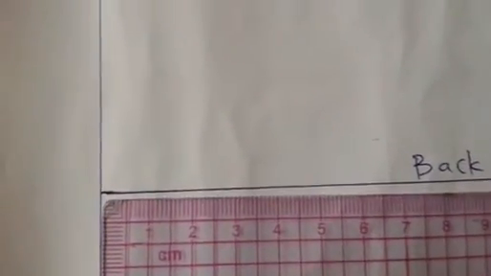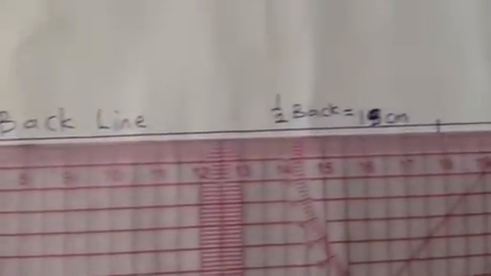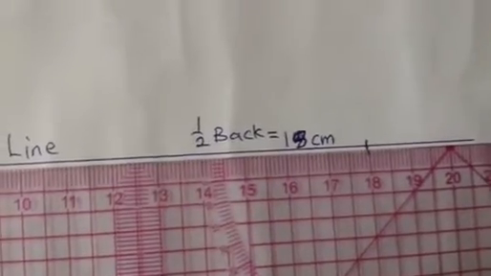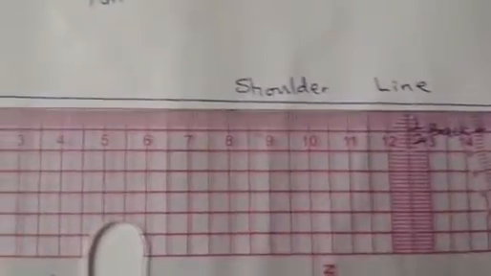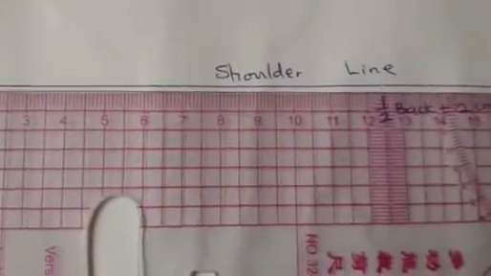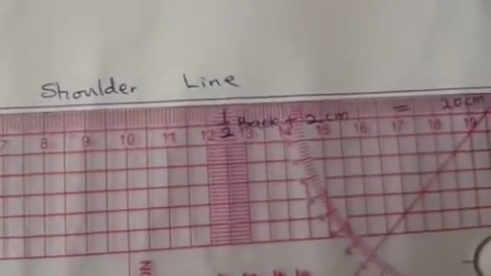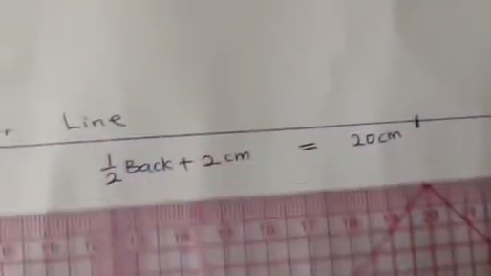Then on the back line, from center back, know that all your measurements are taken from the center back. On the back line, from the center back, you mark half of the back measurement. If you remember, our back measurement is 36, so half of that is 18 cm. On the shoulder line, from the center back as well, you measure half of the back measurement plus 2 cm. That is 20 cm, as you can see here, 20 cm.